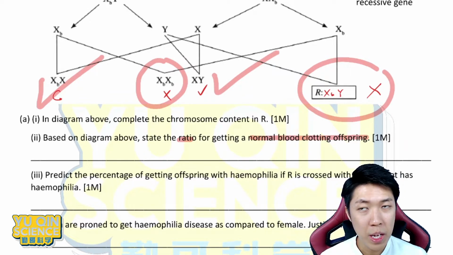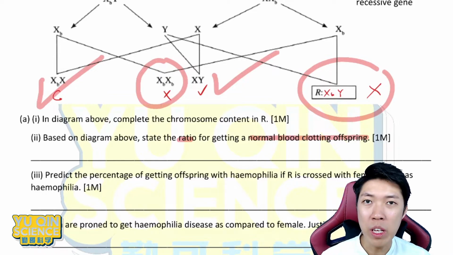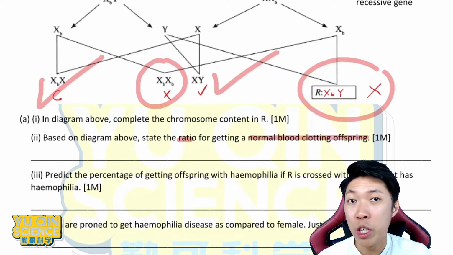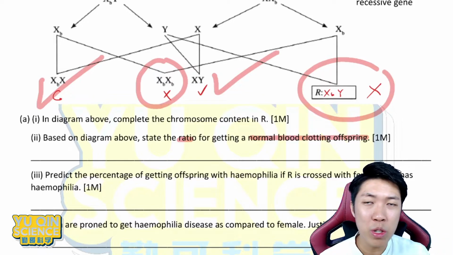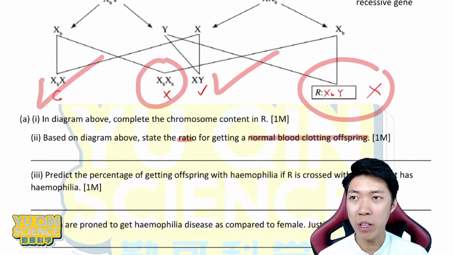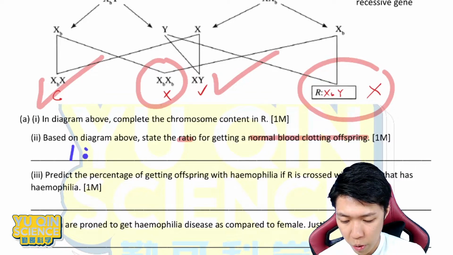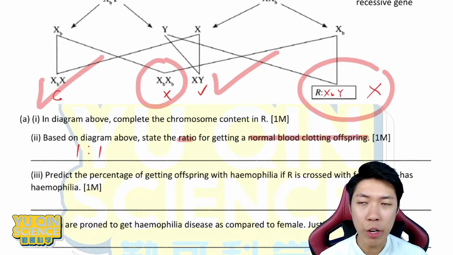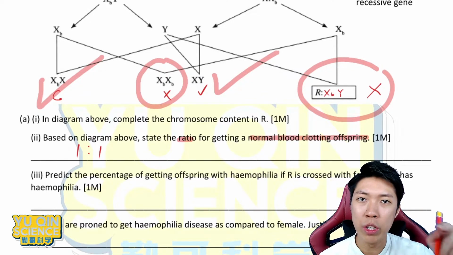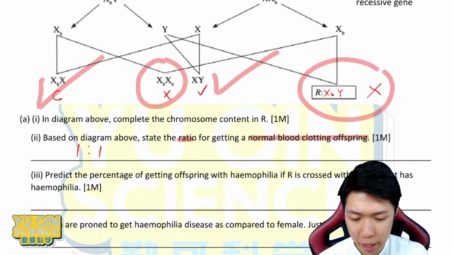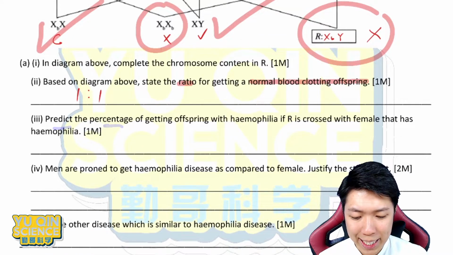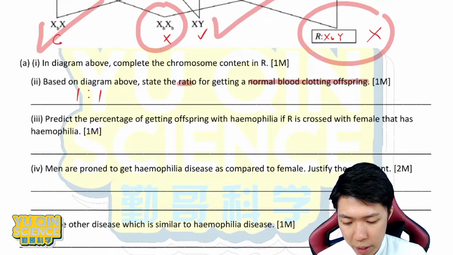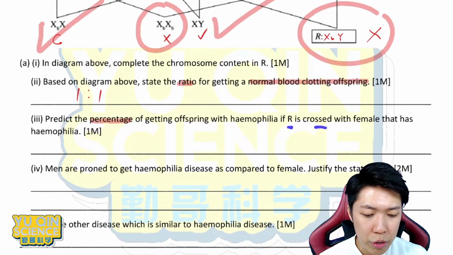Make sense? So if it's percentage, it will be 50-50. But now the question asks for ratio. Ratio is for comparison. So we have 2 versus 2 ratio, but let's simplify to 1 versus 1. So we always simplify that. Is that alright? There you go. That's how you write ratio. If it's 3 versus 1, then 3 colon 1.